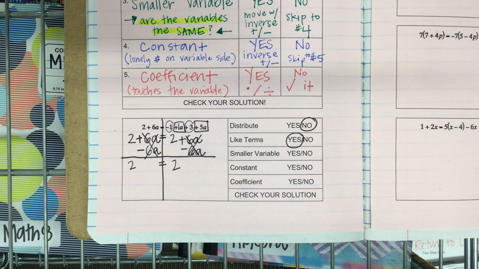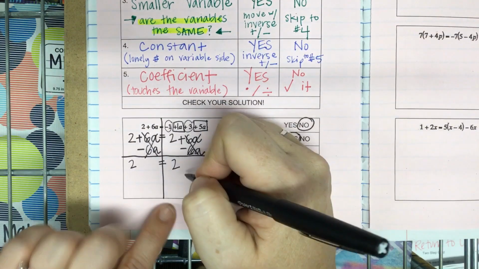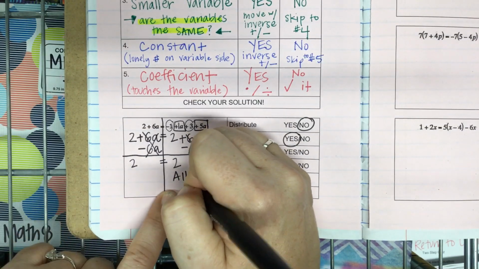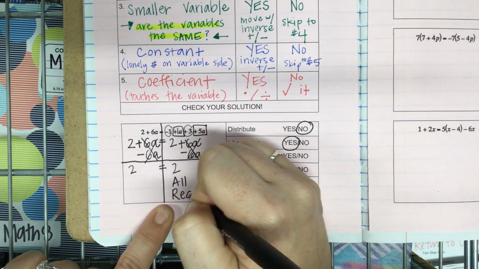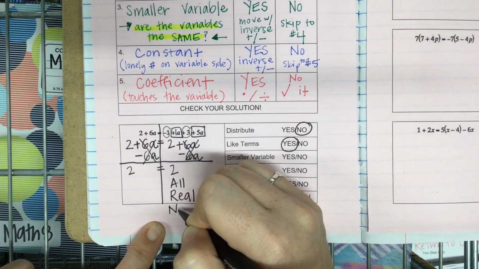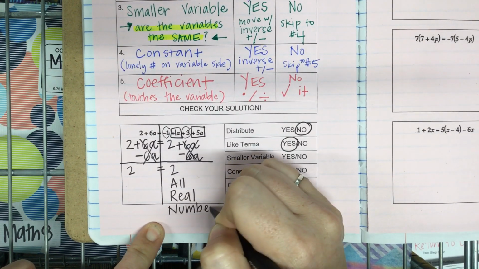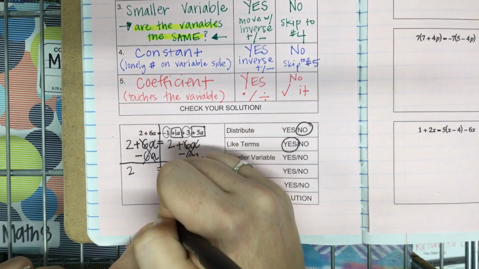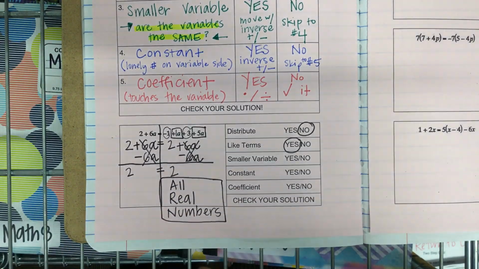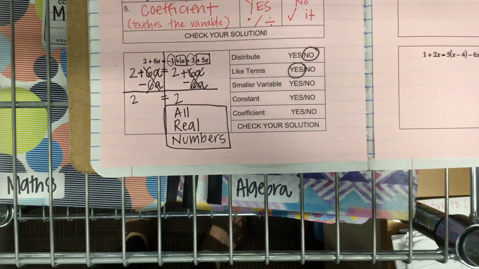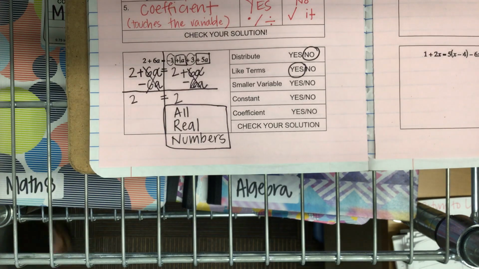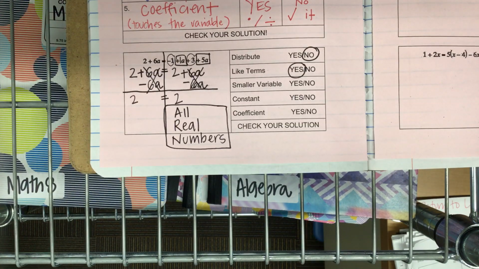Ladies and gentlemen, my question now is, is this true or false? It's true. So my answer is all real numbers. This means any number is what a equals in this problem.